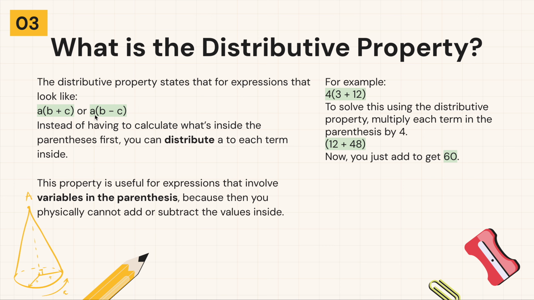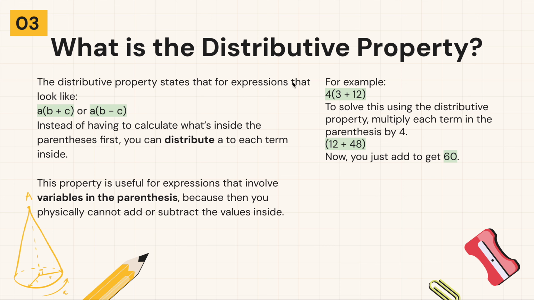But what you can do is simplify this expression by distributing a to each term. So this becomes 2 times 3 minus 2 times x, which is 6 minus 2x. And you can distribute this and make this expression more simplified. So try to do this example.